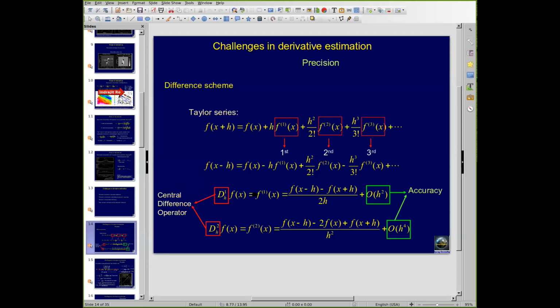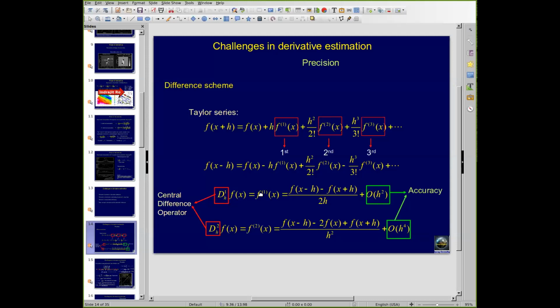In the Taylor series, if you have a small perturbation in the argument of a function f(x), then you can put it in a series form like f(x plus h), where h is the perturbation, equals f(x) plus h times the first order derivative of x, then h squared by factorial 2 times the second order derivative of x, and so on, carrying on. Similarly, if we do a perturbation in the negative direction, then the series has alternating negative and positive terms. This series is a converging series.